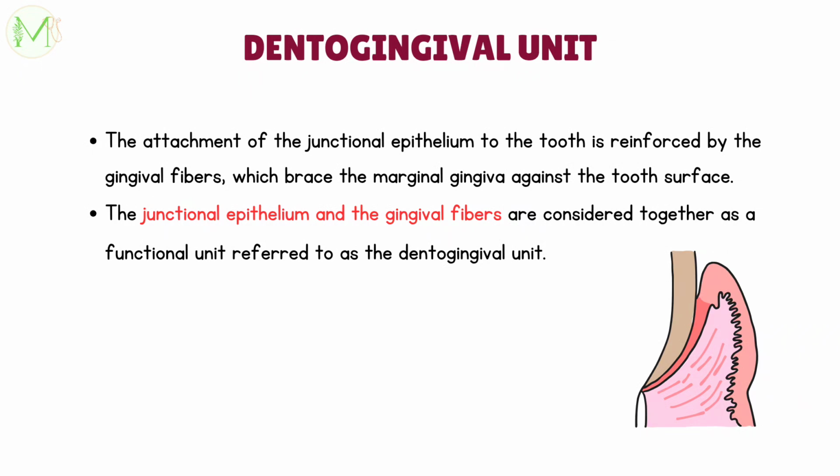Yet another important viva question to be noted is the dentogingival unit. The attachment of junctional epithelium to the tooth is reinforced by gingival fibers, which brace the marginal gingiva against the tooth surface. For this reason, junctional epithelium and the gingival fibers are considered together as a functional unit referred to as the dentogingival unit. In simpler terms, junctional epithelium and gingival fibers together make the dentogingival unit.